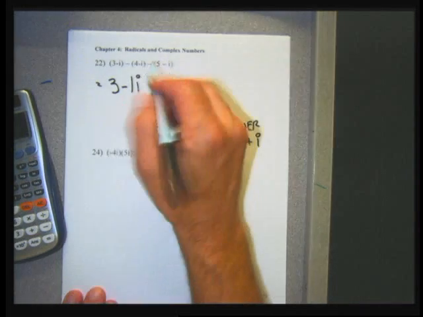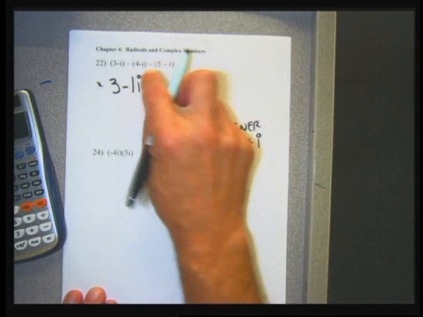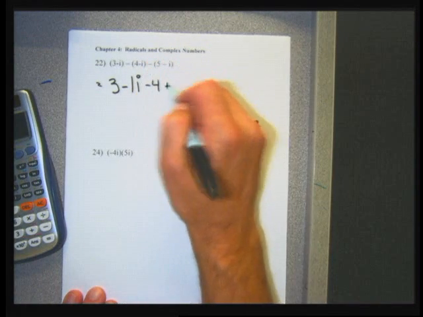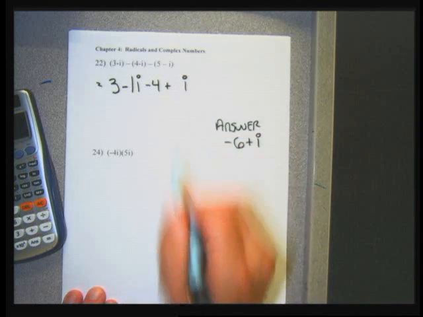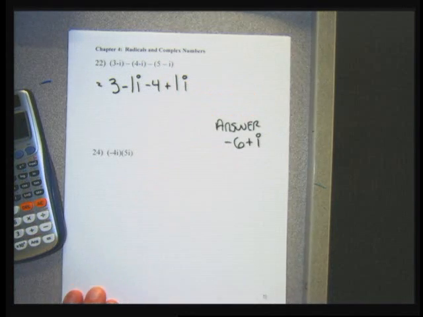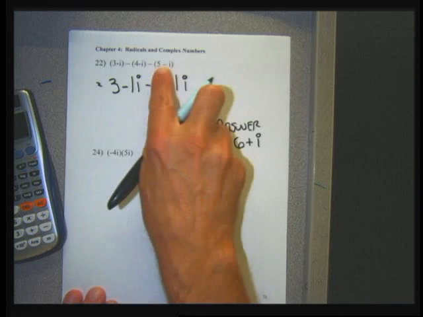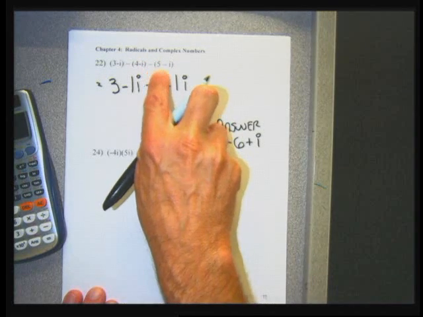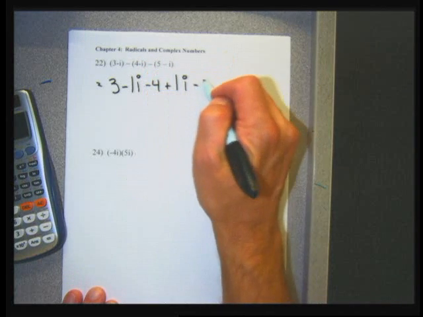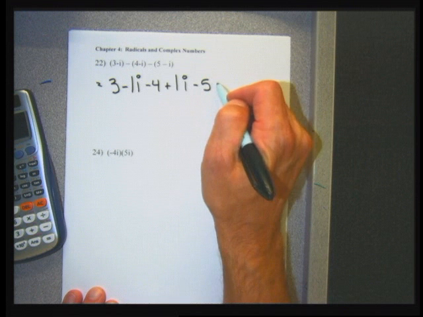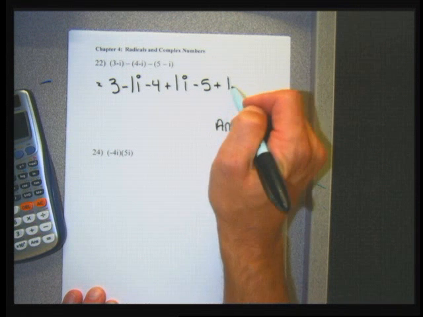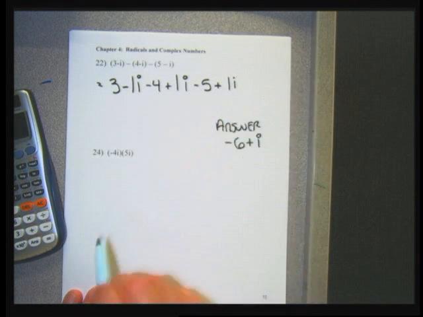The opposite of positive 4 is negative 4. The opposite of negative i is positive i. And again, I'm going to put a 1 in front of it. Next parentheses, when I drop it, there's a minus sign, so I need the opposite. The opposite of positive 5 is negative 5. The opposite of negative i is positive i. And I'll put the 1 in front of it.